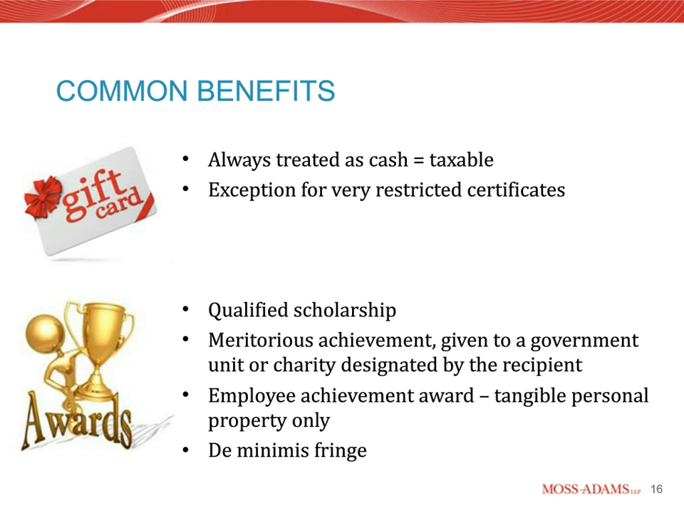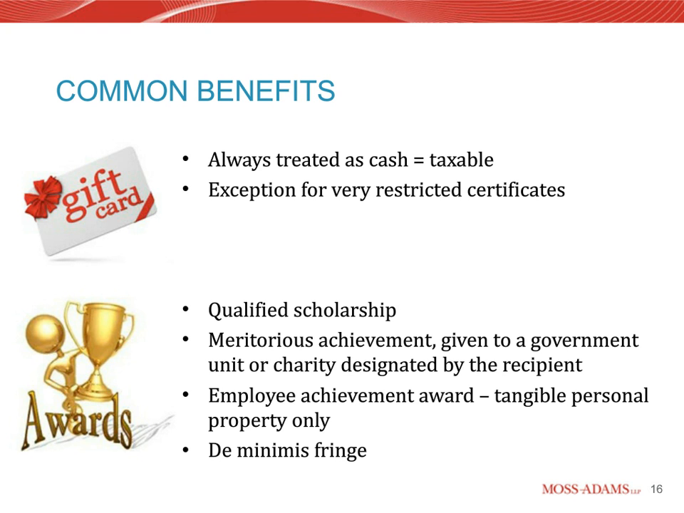Meritorious achievement, this is usually the Nobel Prize example, and the key here, it has to be given to a government unit or a charity designated by the recipient. So the person is an award recipient, but they don't actually get it. They say, I don't want it, give it to this university, or give it to this hospital, or give it to this nonprofit. So they aren't actually receiving it.